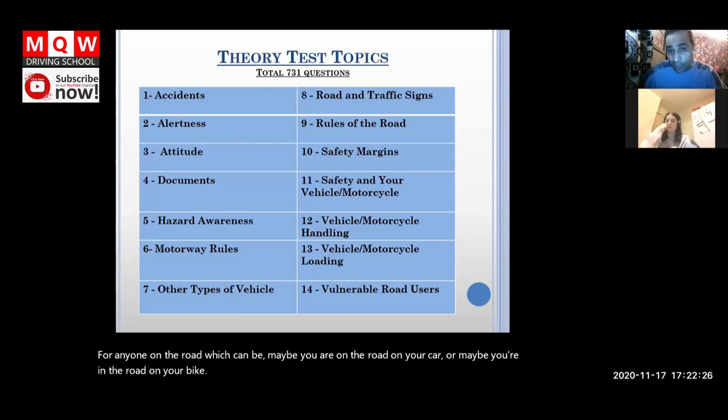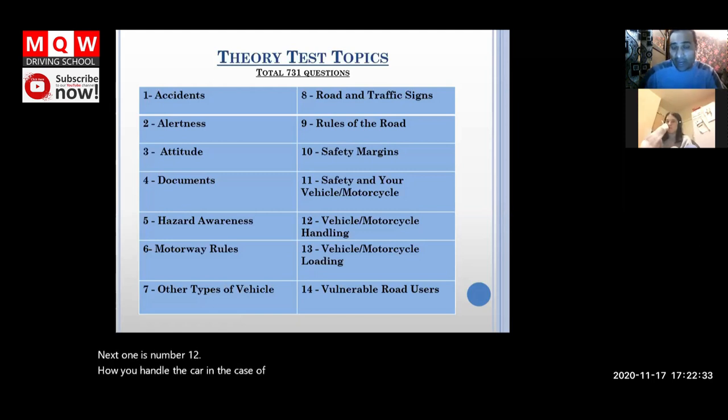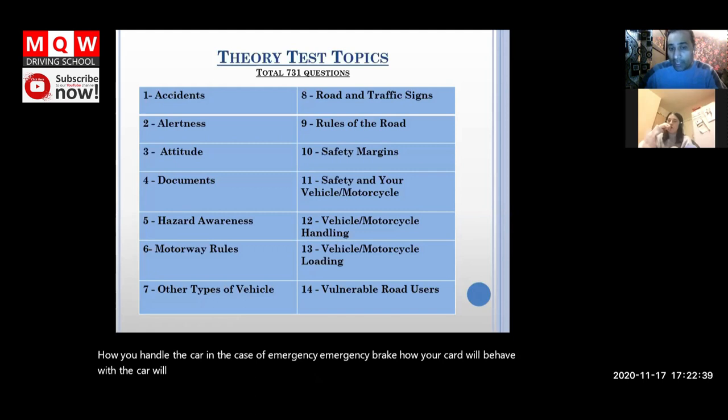Now, next one is number 12. How you handle the car in the case of emergency braking, how your car will behave, where the car will skid, all these kind of things. Yeah. Number 13 is vehicle loading.